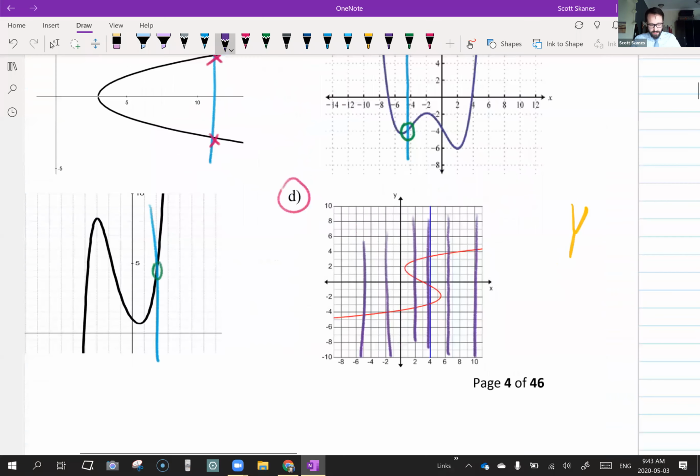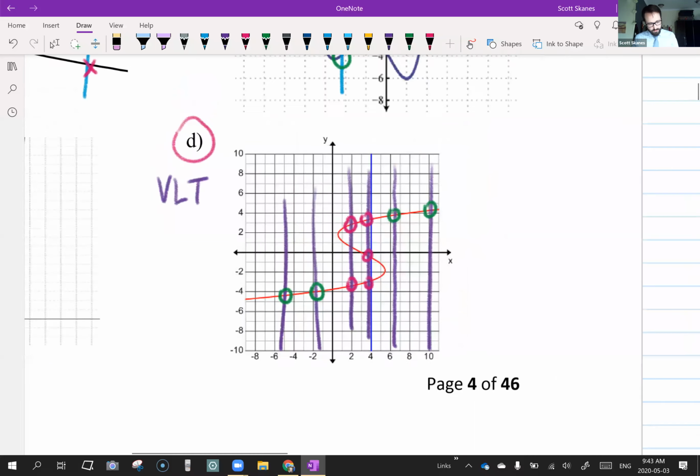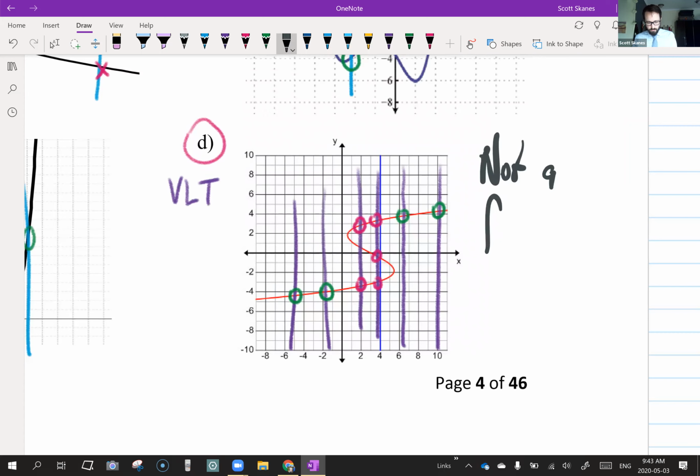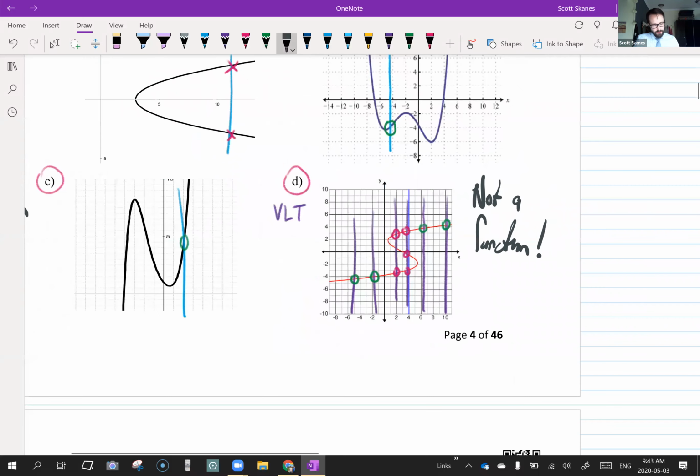Okay, that's all my vertical line tests. The purple is the VLT. Pass, pass, fail, fail, pass, pass. If it fails at even a single point, it's not a function. So you've got to, of course, say that. You missed, yeah. The last one is no.